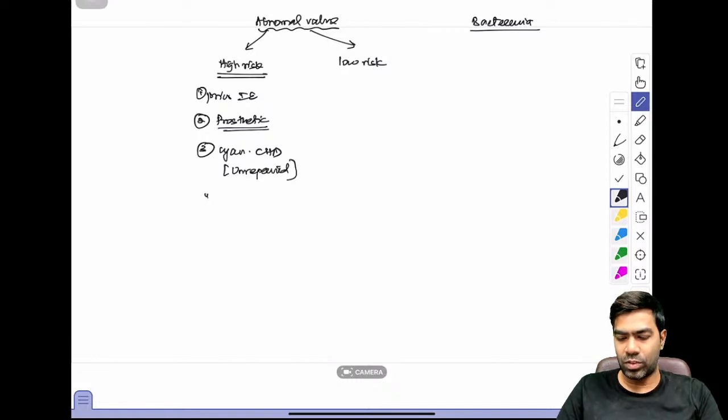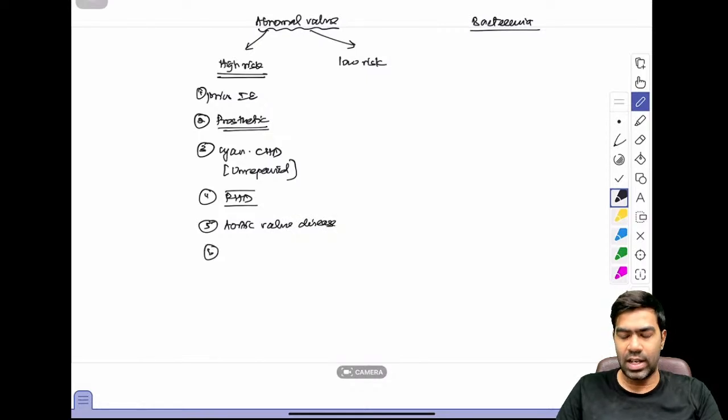And number 4, if the patient has rheumatic heart disease, especially lesions like MR and aortic regurgitation, they carry an extremely high risk of development of infective endocarditis. And any aortic valve disease. Any aortic valve disease carries a high risk.